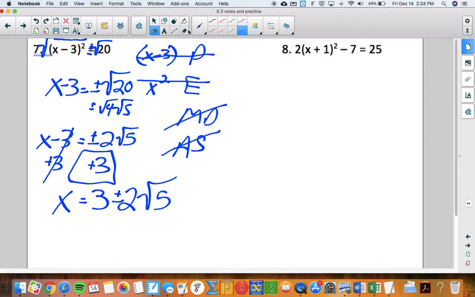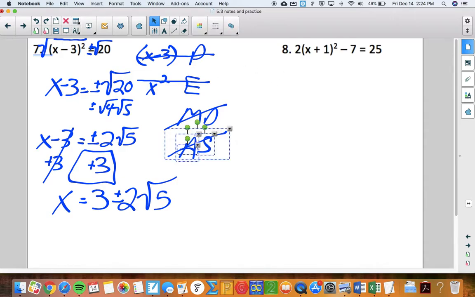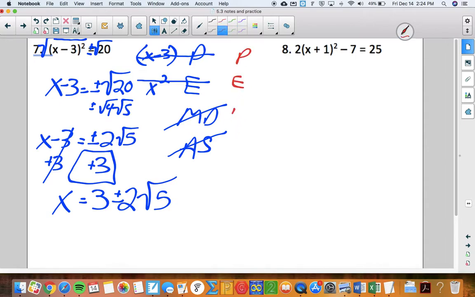So here, let me move this stuff out of the way. Move. Oh, I can't move. That's mean. All right. So let's redraw this.